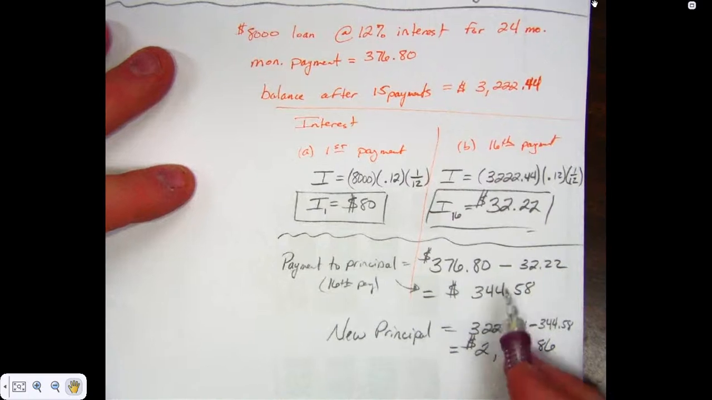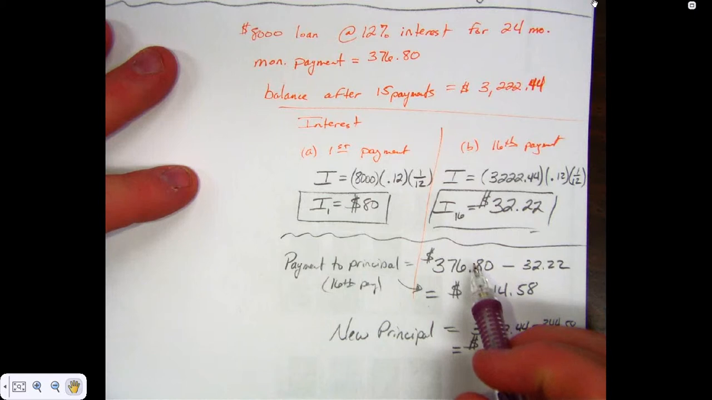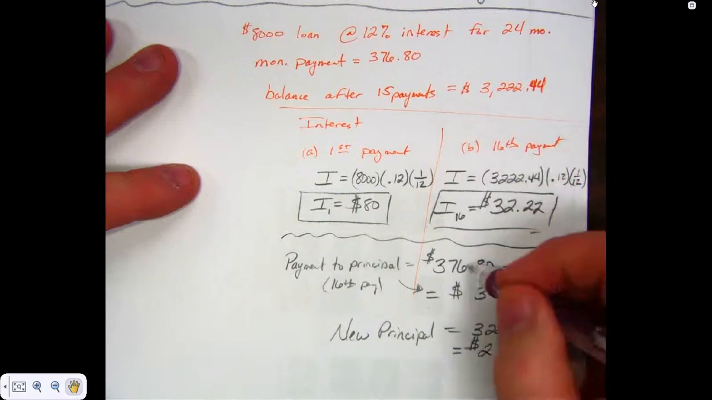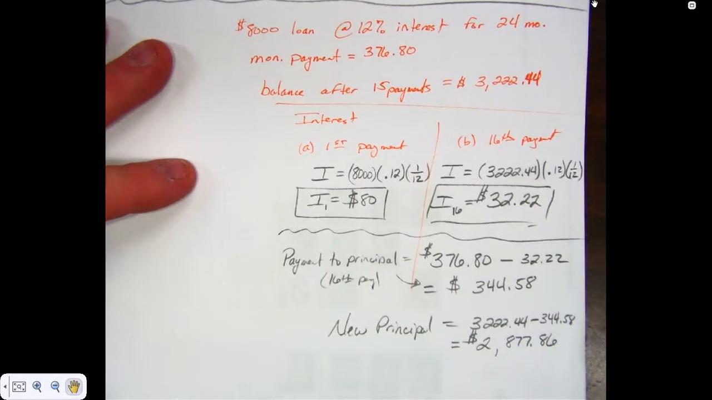So let's say you made this payment. You made your payment of $376 and you won the lottery and you wanted to pay off the rest of it. If you wanted to pay off the rest of this loan, that's what you pay at that point. You would pay this and your payment, right? For that 16th payment. Make sense?